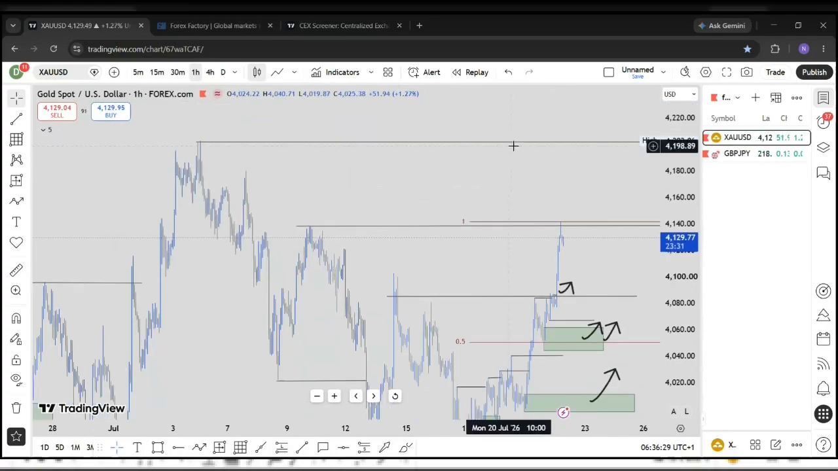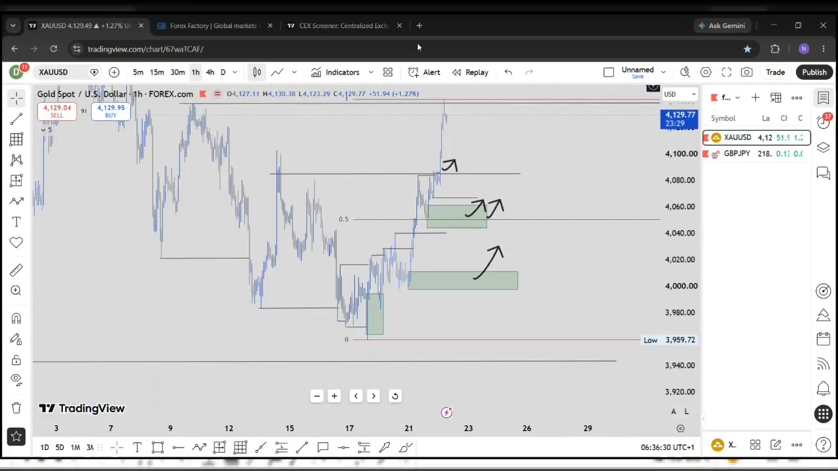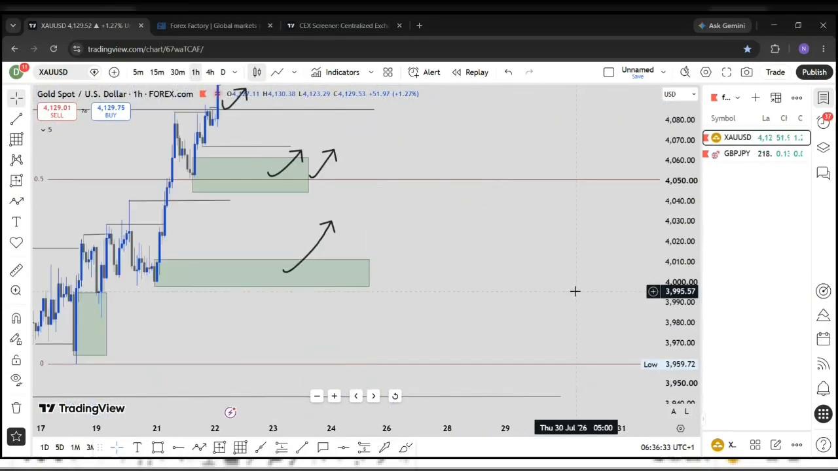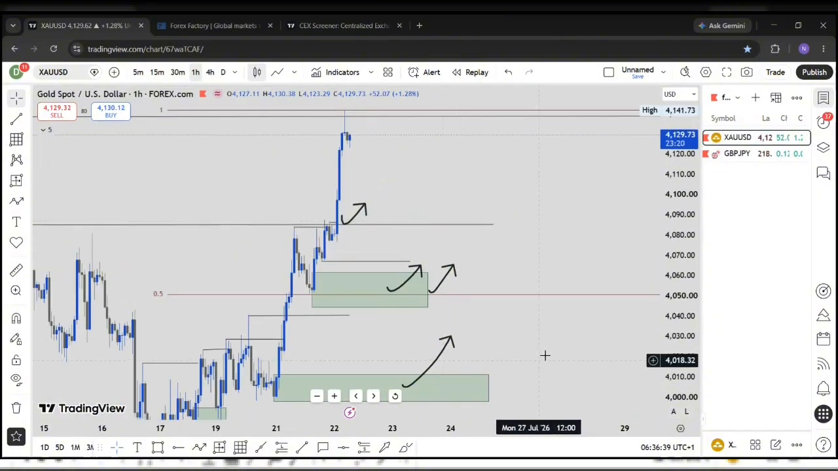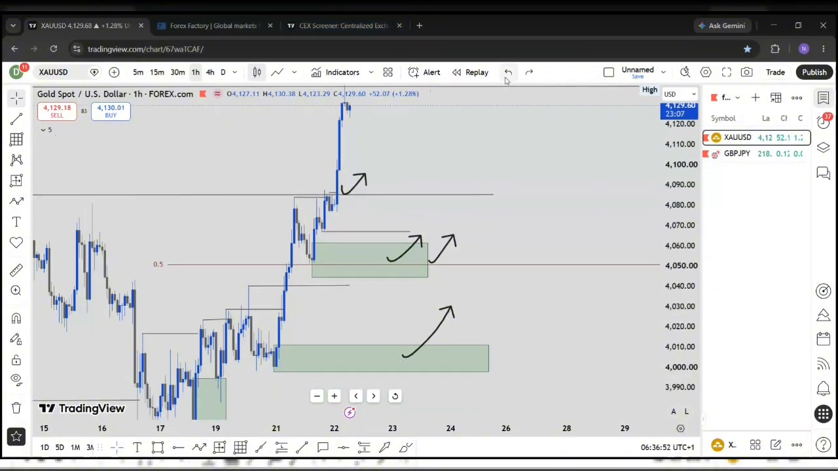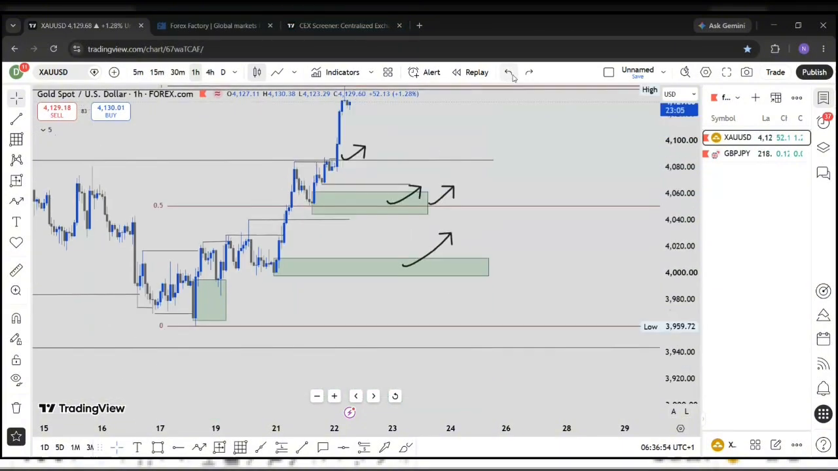Mark out the zones the market is likely going to. Then the possible zones the market is likely to reverse to, which is here, here, and here. Now, I'll have to be patient and wait for the market to come to that zone. And if the market comes to that zone, I'll do what? I'll wait for my confirmation pattern to form.